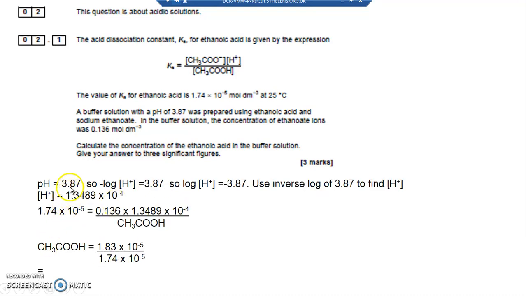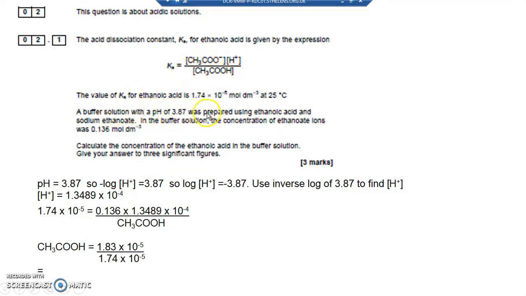So if pH equals 3.87, so minus log to the base 10 of hydrogen ion concentration equals 3.87, then what I do is I minus both sides so that log H is minus 3.87, and then I can inverse log, or shift log or second function log, find the right button on your calculator, of 3.87 to find the hydrogen ion concentration. It comes out as 1.3489 times 10 to the minus 4. So now I've got the hydrogen ion concentration.